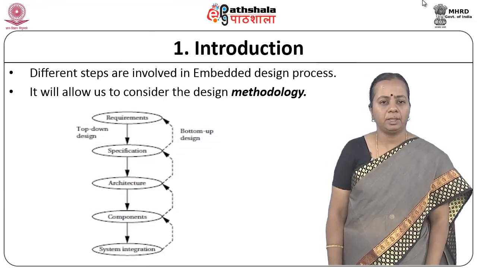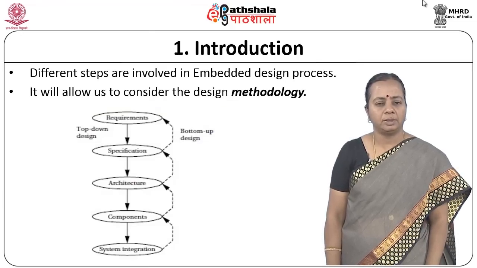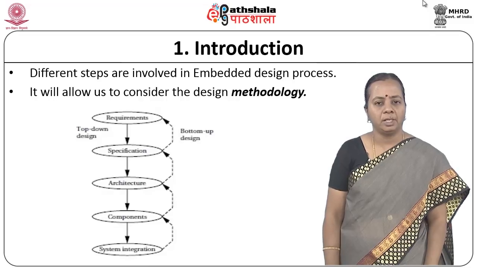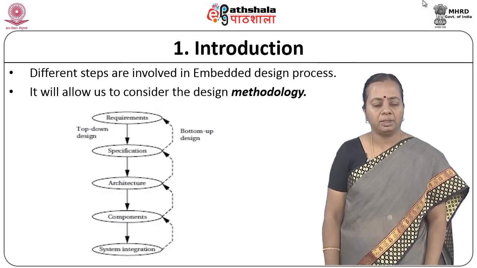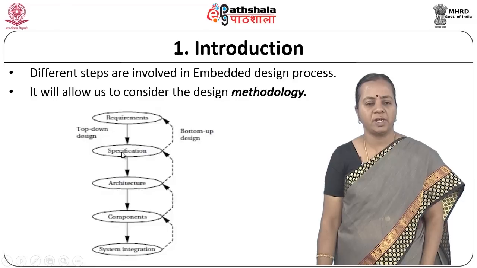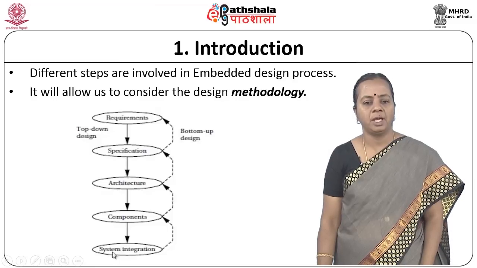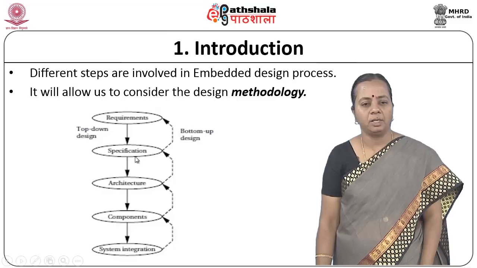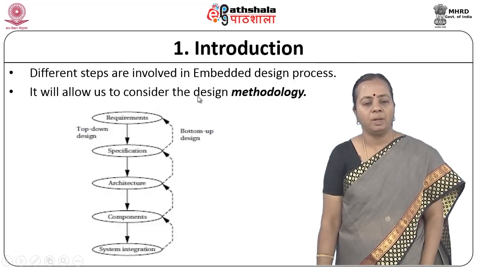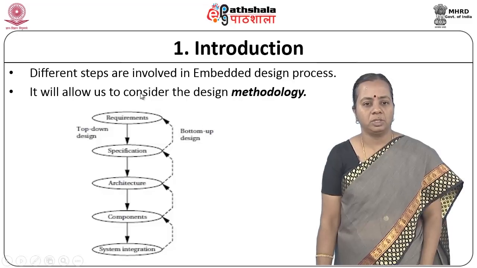So, when you are looking at an embedded system, the general flow diagram of the design process covers requirements, specification, architecture, components and system integration. These are very important, and they go in a sequence, so that we will be in a position to design the methodology for making a particular product. This flow diagram shows the design methodology.